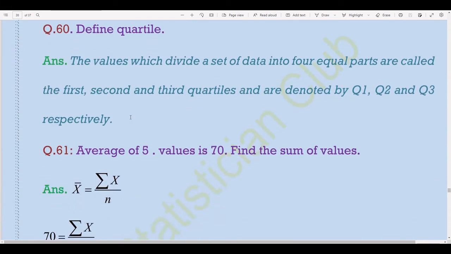Question number 60. Define quartile. What is a quartile? The value which divides data into 4 equal parts. The first, second and third quartiles are denoted by Q1, Q2 and Q3 respectively. Q1 is the first quartile and takes the values 1 to 25, Q2 26 to 50, Q3 51 to 75, and the rest is quartile 4. So these are the 3 quartiles, and quartiles divide the data into 4 equal parts.